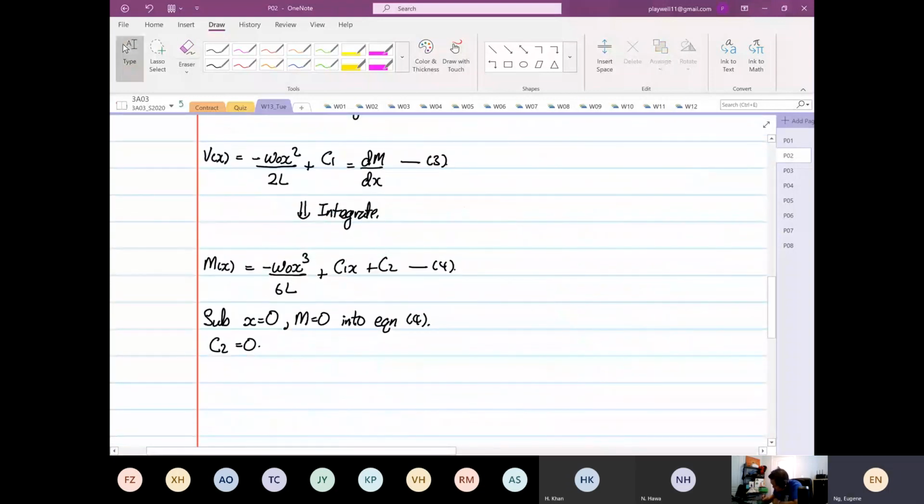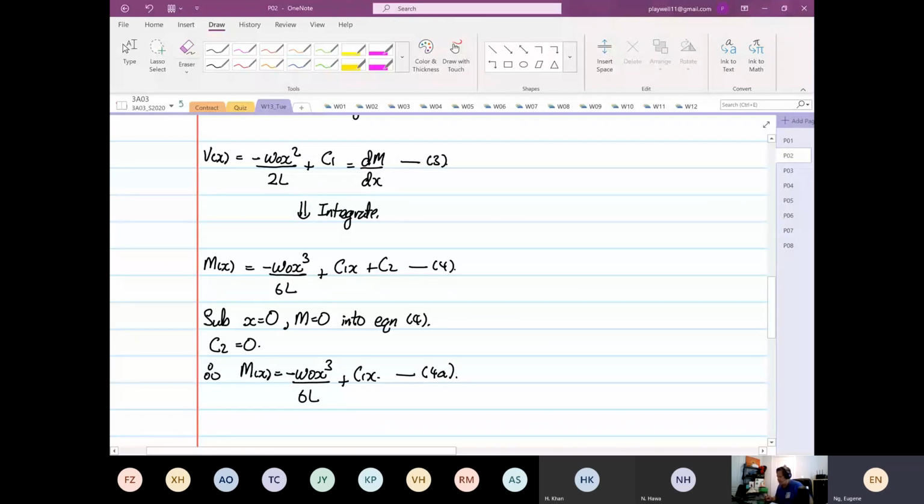Therefore, M as a function of x is equal to minus omega naught x cubed over 6L plus C1 x, because C2 is equal to 0. Because this equation evolved from equation number 4, we call this 4a. Then next, we can in fact find C1 also.